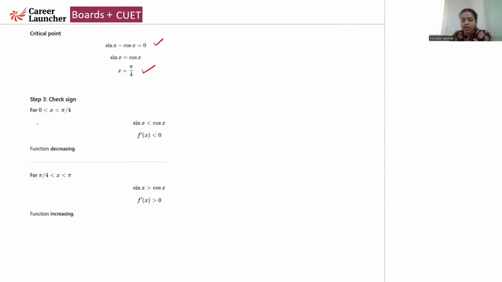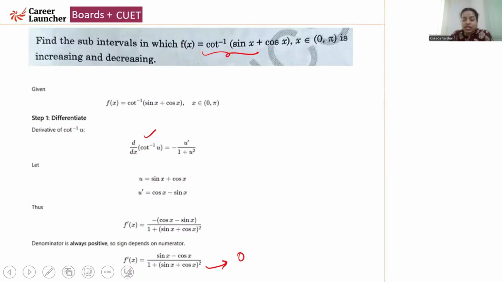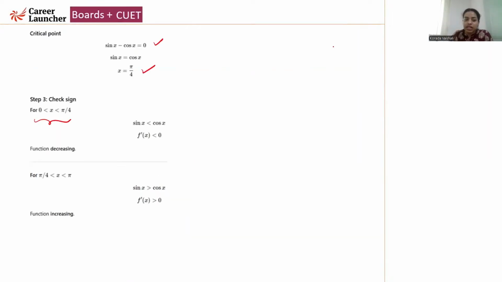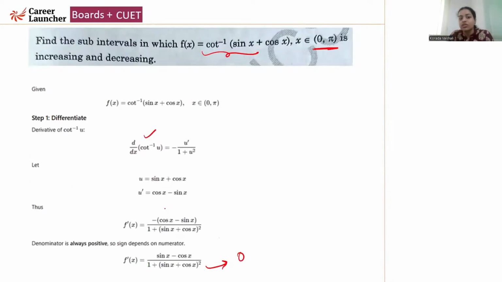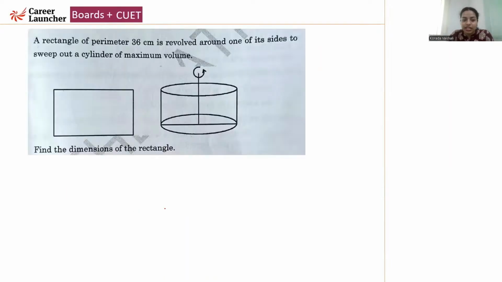Now you are going to look into the intervals, and what the intervals are, मुझे बस ये define करना है कि वो 0 से π के बीच में होंगे. So accordingly 0 से π/4 में function जो है less than 0 है, and उससे greater than but less than π it is going to be increasing, because my first derivative is greater than 0. So accordingly, we have looked into the subintervals where my function is increasing or decreasing. Now let's look at this next question.